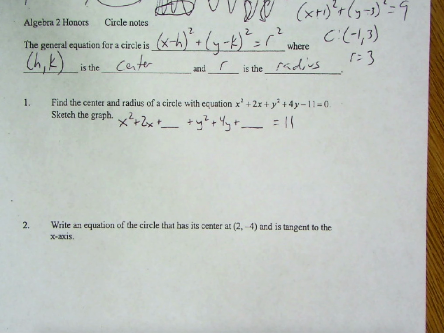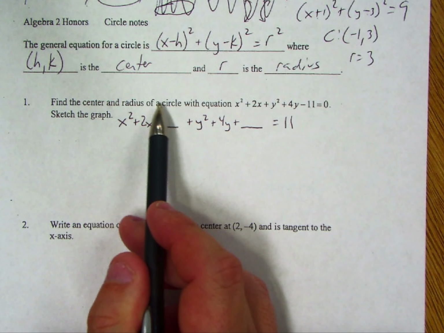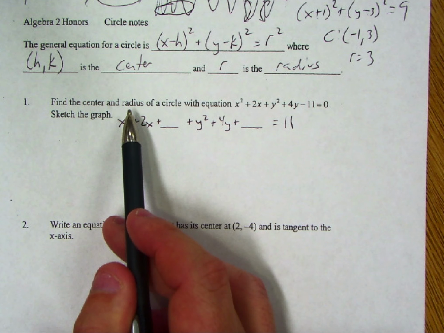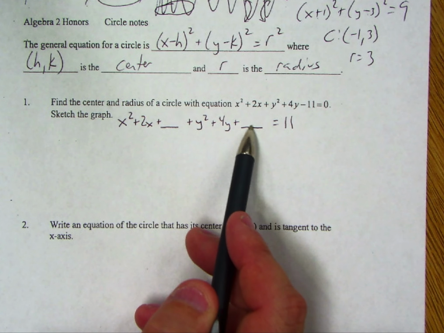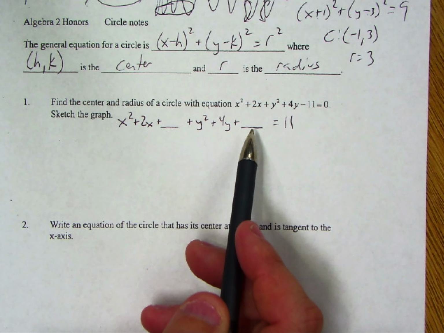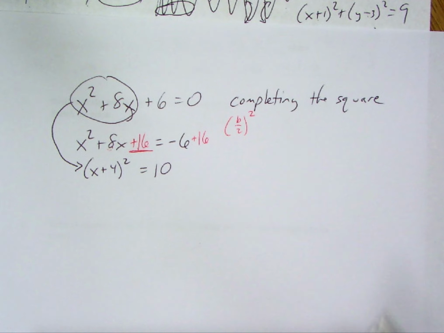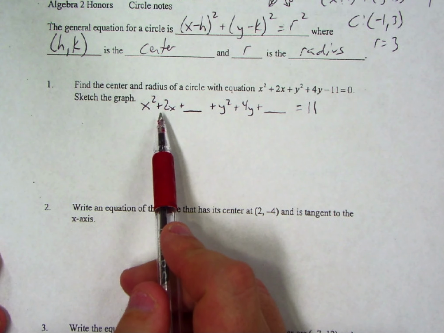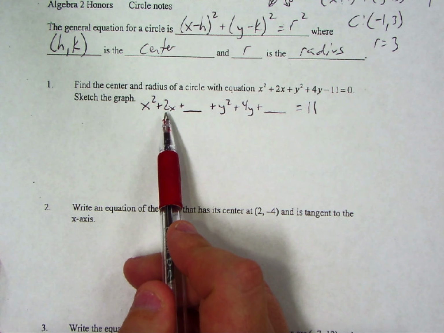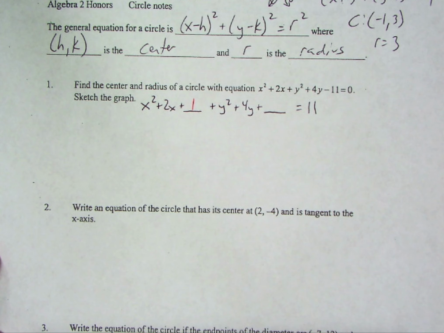So I'm going to look at the setup here. I want to create a new c-value here that when I factor the x group, I get to a quantity squared to make it look like the circle equation. Then I want to create a c-value for the y group that does the same thing. And just like we did with this quadratic, where I took half of b and squared it, we're going to do that same exact thing. So for the x group here, half of 2 is 1. 1 squared is 1. So 1 is the new c-value there.